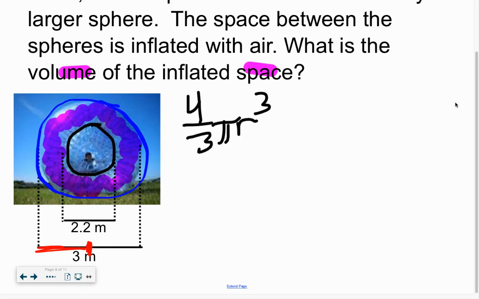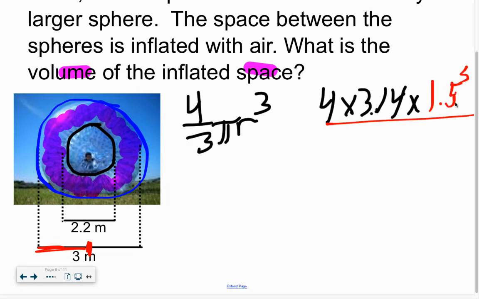So working with that big one, be very careful that when we type it in, we're going to do 4 times 3.14, that's our pi, times our radius, which is not 3, it's going to be 1.5, and make sure you cube that, and put that all over 3. When you type that into the calculator, remember what we've done before to help us out. We type in that top, the numerator, 4 times 3.14 times 1.5 cubed, hit equals, and then divide by 3, which will give you the answer, 14.13. Came out nice.